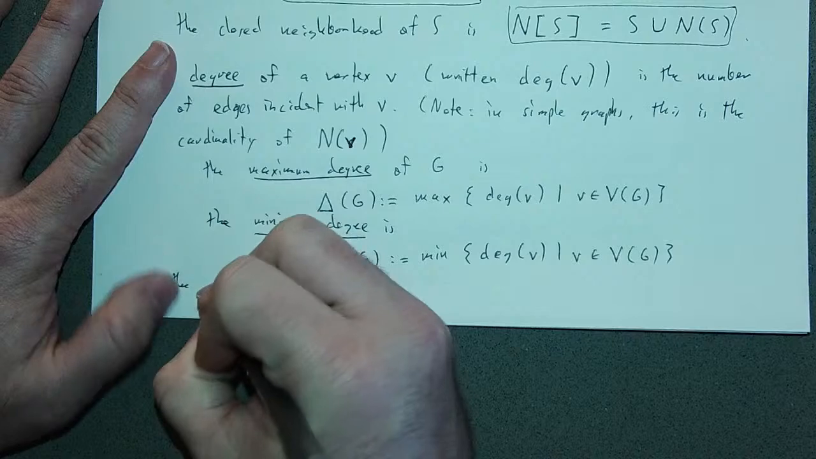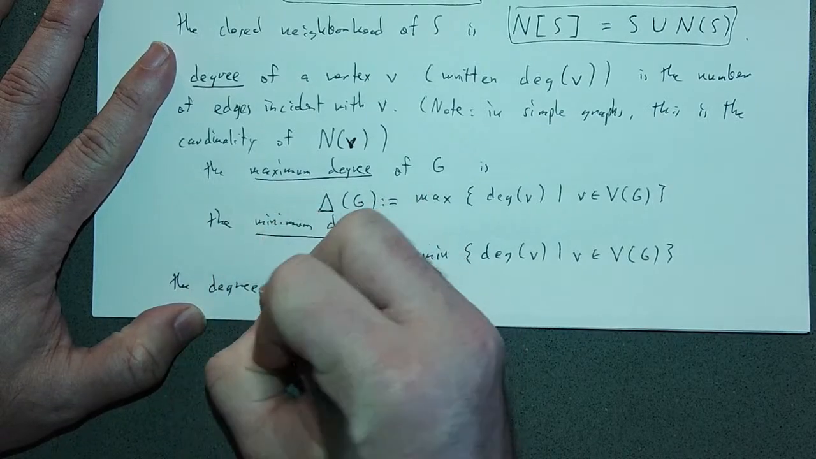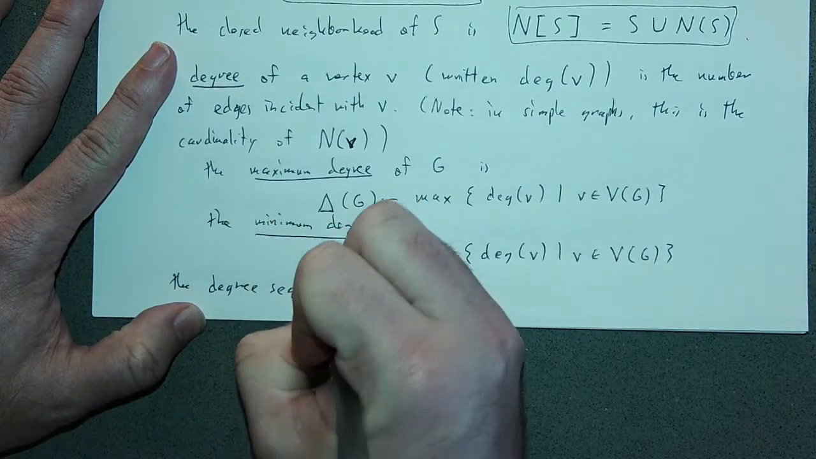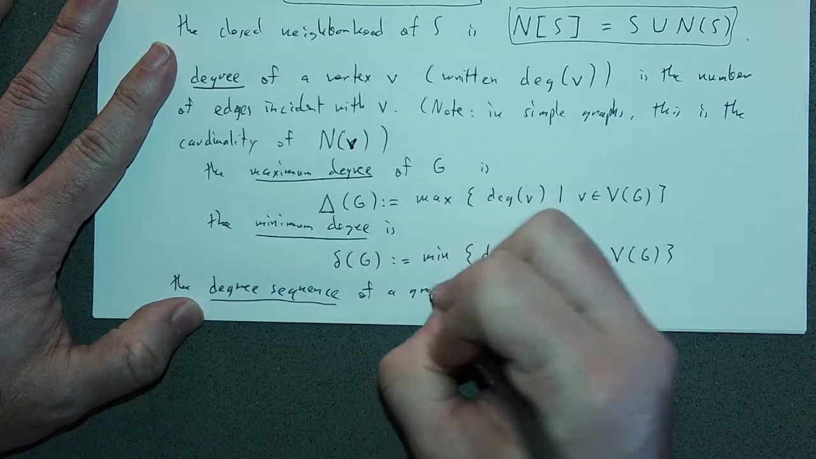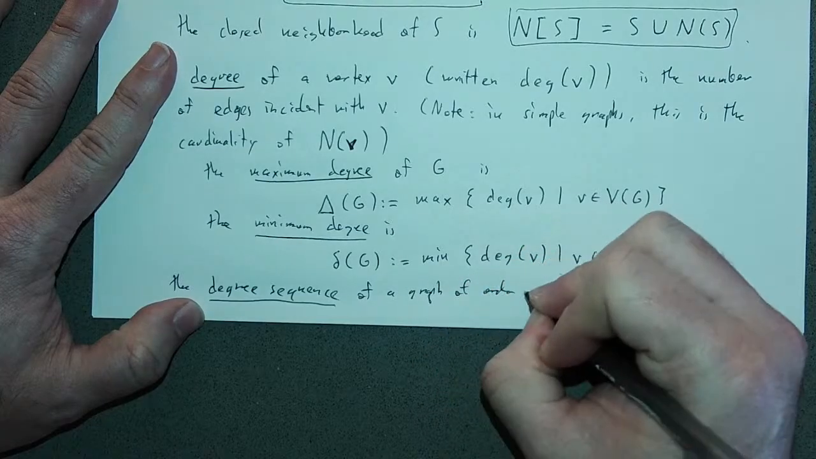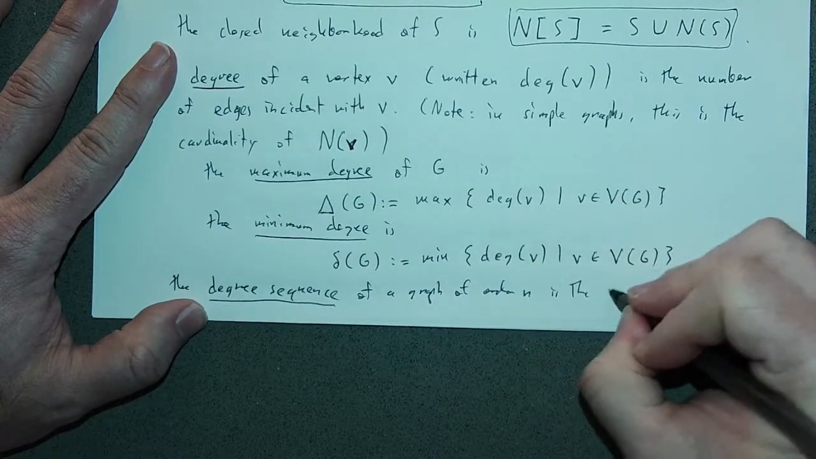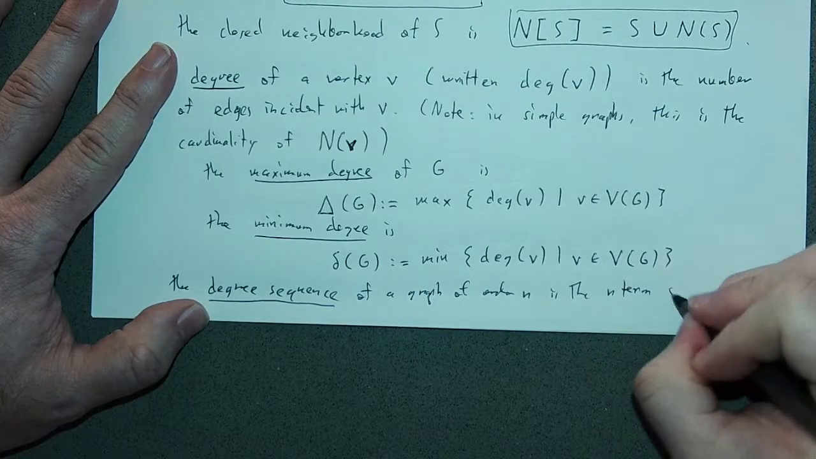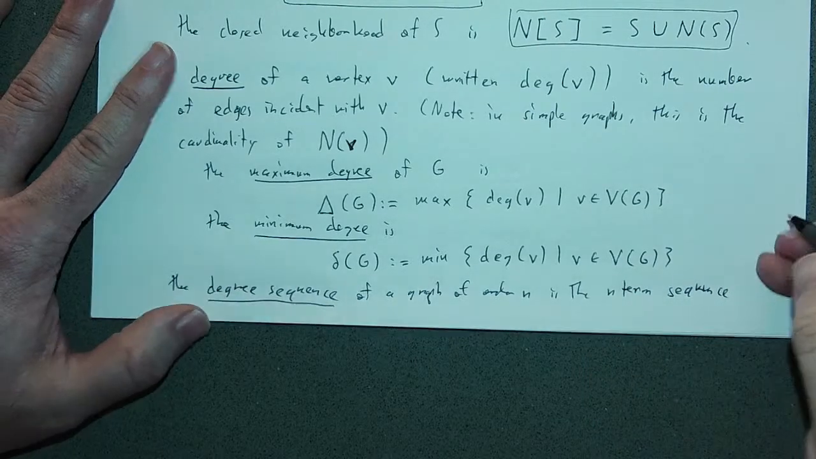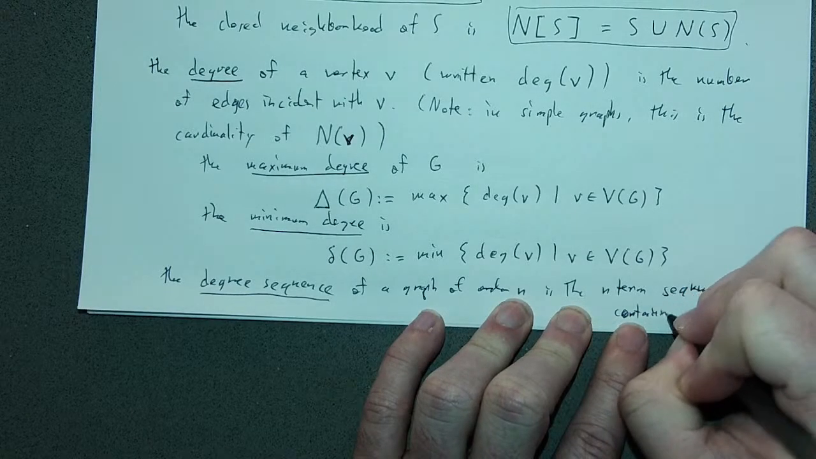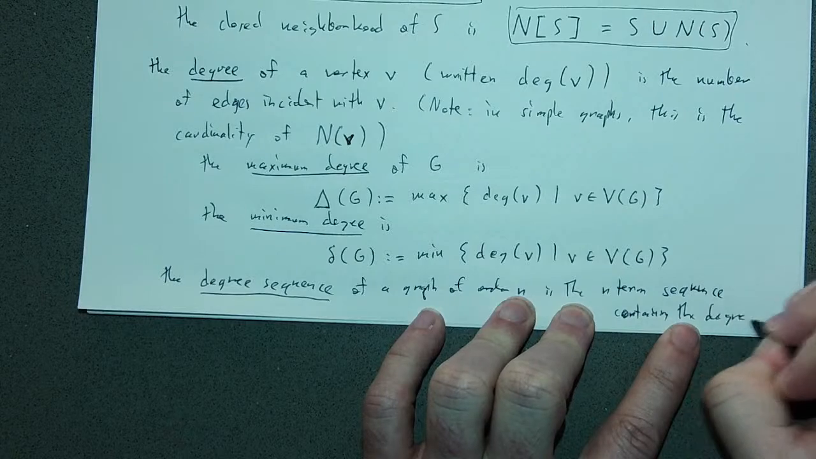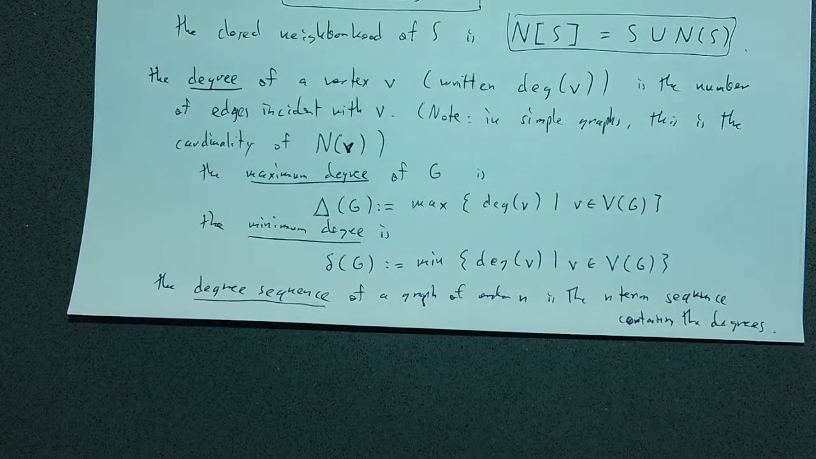So the degree sequence of a graph of order n is the n-term sequence containing the degrees of all the vertices. Okay.